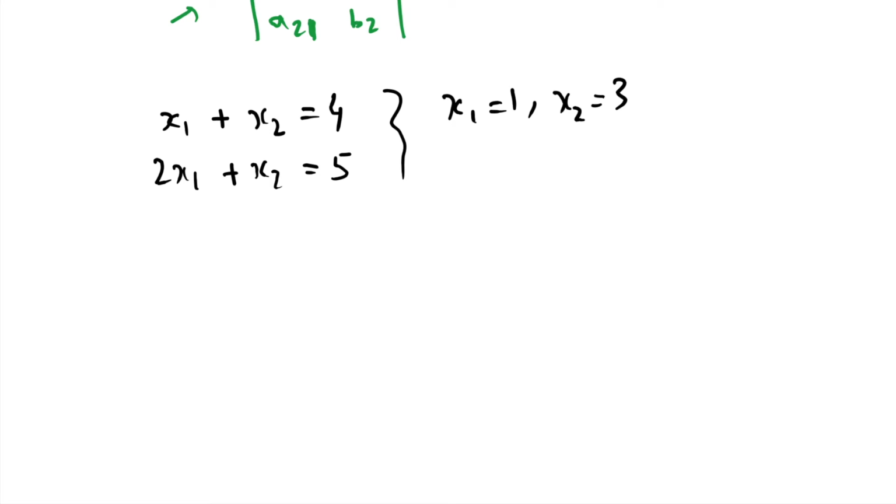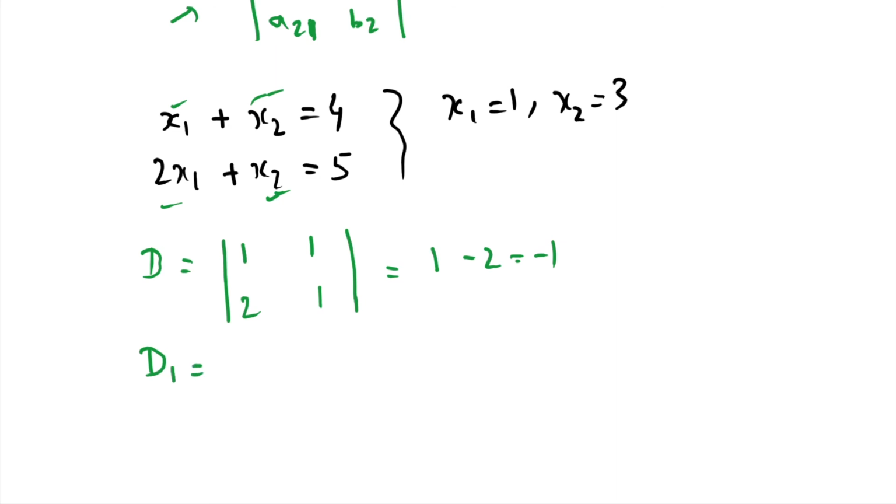So let's calculate d first. What will be d? D will be the coefficients of all the unknowns in that same order. So it will be 1, 2, and then again 1, and then 1. So d will be equal to 1 minus 2, which is minus 1.